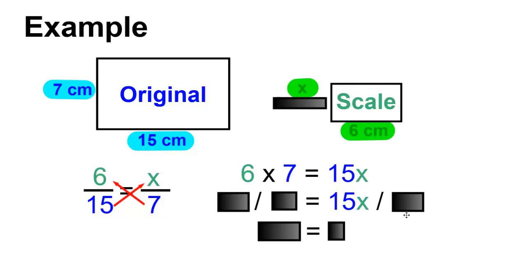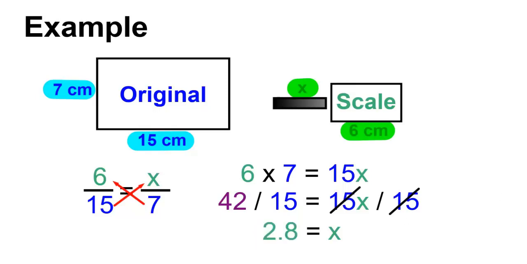When you have 15 times x, we need to isolate the x. To do this, we have to divide that side by 15, which means we divide the other side by 15 as well. 6 times 7 is 42, so this will be 42 divided by 15. The times 15 and divide by 15 will cancel, leaving us with x. And 42 divided by 15 gives us an answer of 2.8. So the short side on the scale will be 2.8 centimeters.